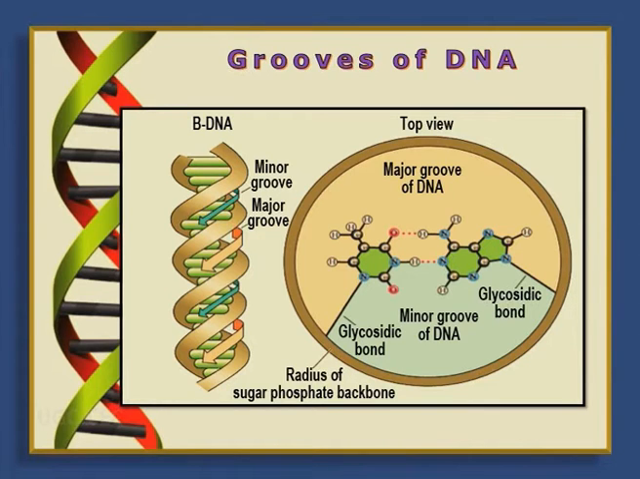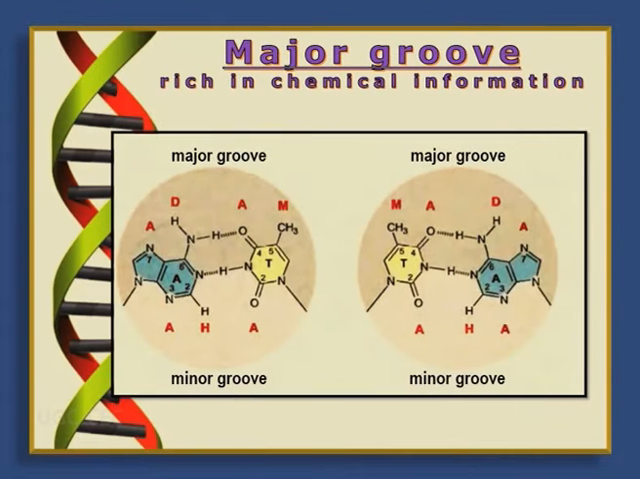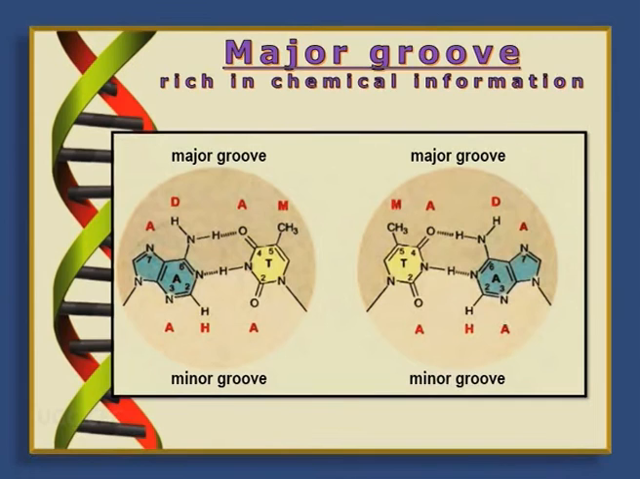Now, what biological roles do these grooves play? These grooves, as we can see in this diagram, especially the major groove, are rich in chemical information. The edges of the base pair are exposed in both the major and minor groove, creating a pattern of hydrogen bond donors, acceptors, and van der Waals surfaces, and thereby help in identification of the base pair. If we look at this diagram, we can read the pattern present in the major groove, which is abbreviated as ADAM, in comparison to the minor groove, which reads the same in both cases, that is AHA.